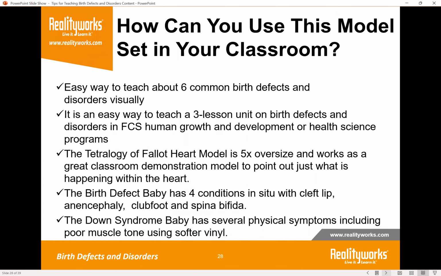So how can you use this model set in your classroom? Well, we know that Generation Z prefers visual hands-on learning. So you can put these models in the hands of your students so that they can see each condition you're talking about.